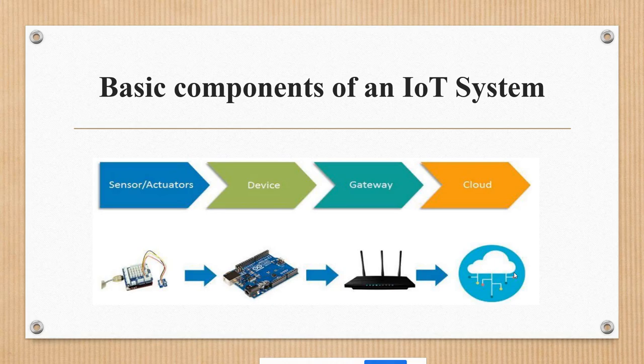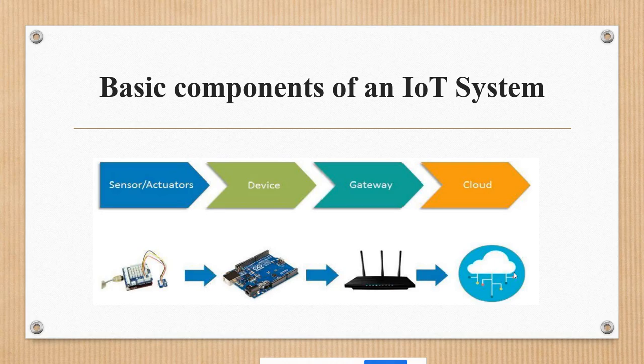Then, the next component is a device. So actually, when you say a device, it can be a microcontroller, like an Arduino. It can be a Raspberry Pi. It can be an MCU, and so on. Actually, it is a computing device that can be interfaced directly with the sensors and the actuators.